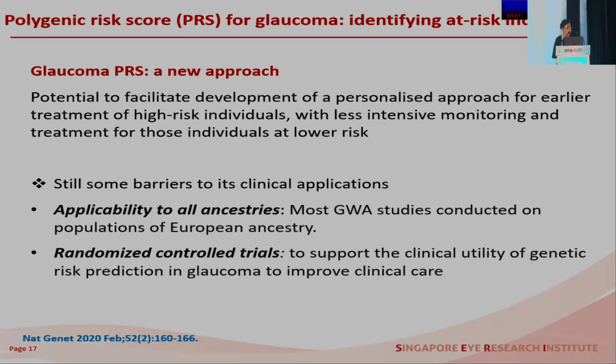So glaucoma polygenic risk score is a new approach which can potentially facilitate development of personalized management by identifying those patients who are at increased risk. However, we know that most of the GWAS studies were performed in patients of Caucasian ancestry. Therefore, the applicability to other, non-European ancestries is still being evaluated.